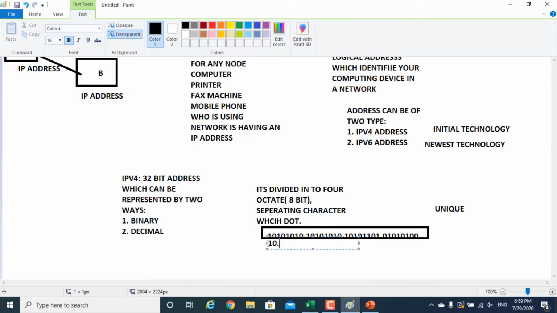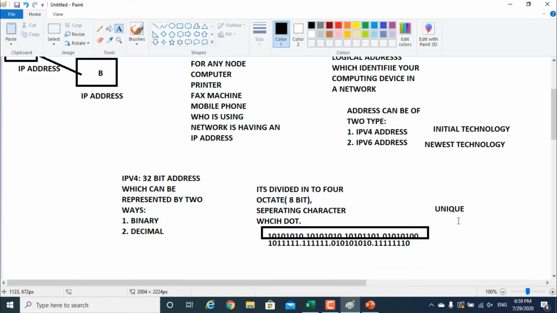For example, let's say like this, any type of IP address. I'm just demonstrating, so please don't get me wrong if there are extra bits or not. What I'm saying is, count 32 bits and separate them by octets of 8. So this address must be unique.